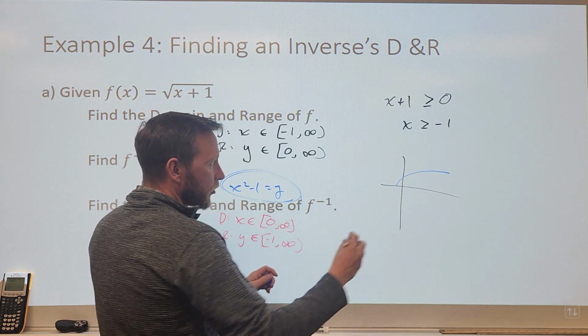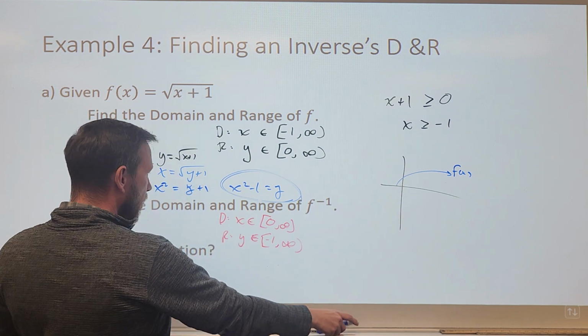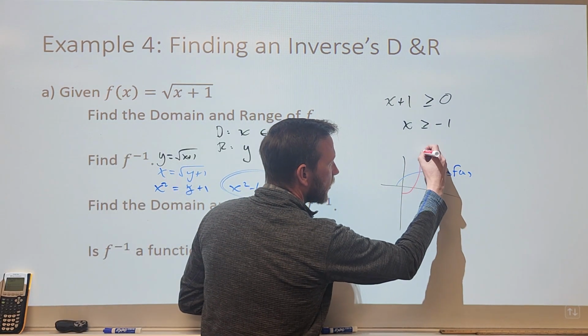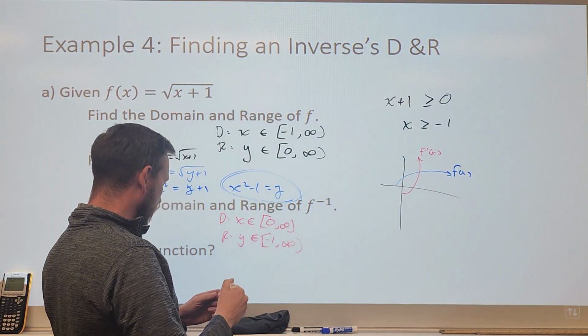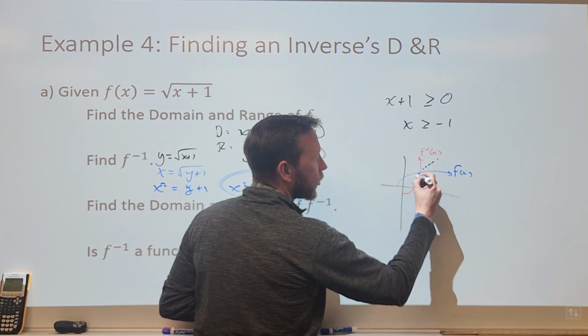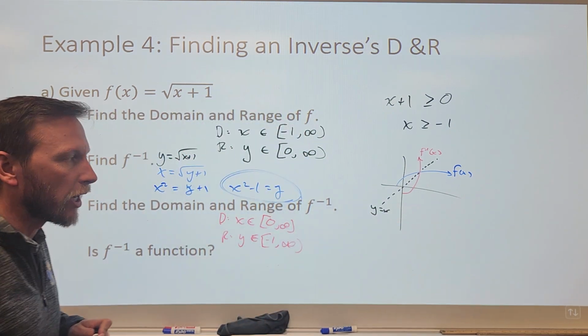But then, so this is f of x, right? The square root of x plus 1. But then the inverse is going to be like this. This is f negative 1, the inverse of f of x. And we should notice that if we're looking very closely, this is reflective over the line y equals x. All right, it reflects over that line y equals x.